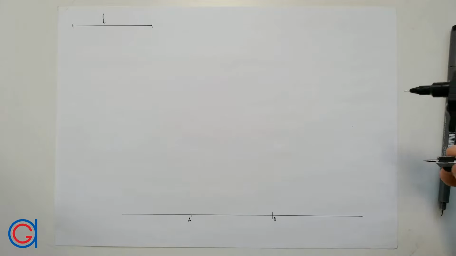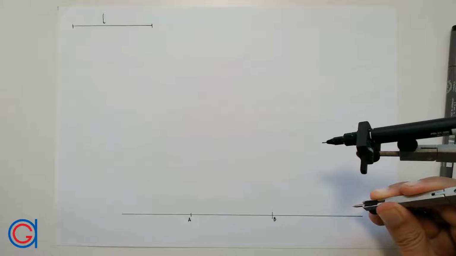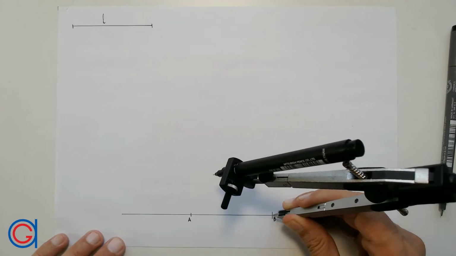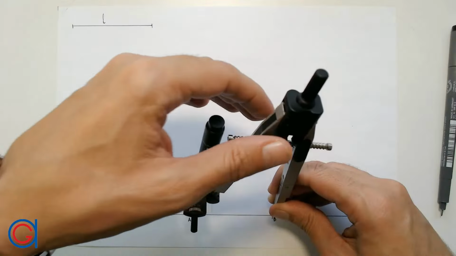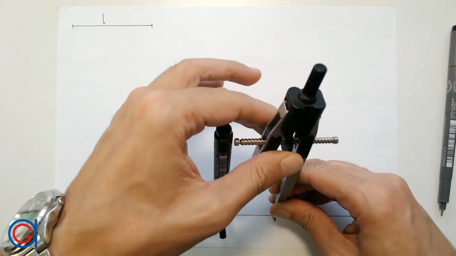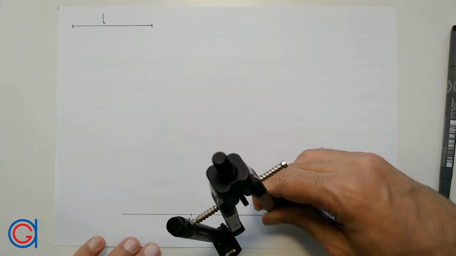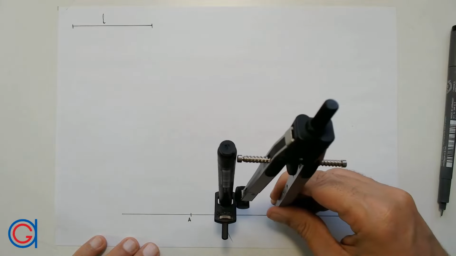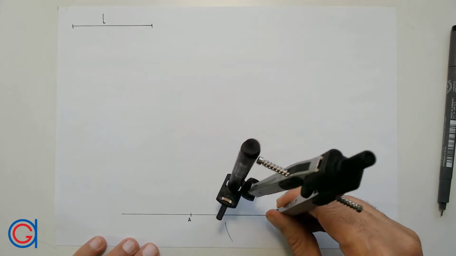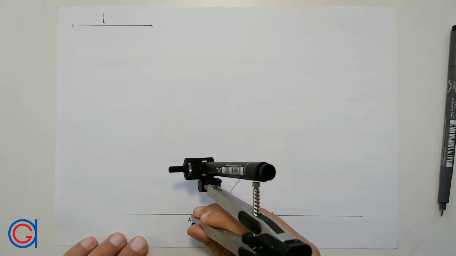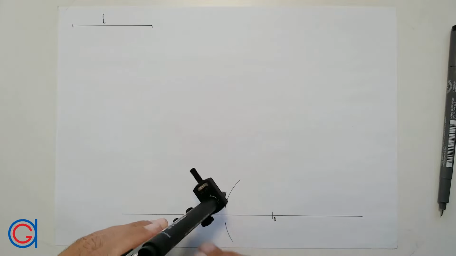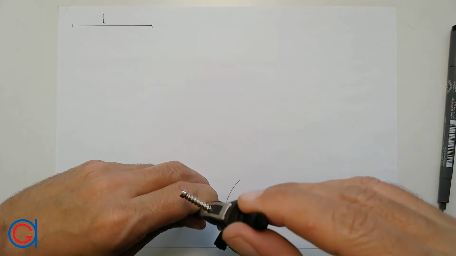Now we need to draw the perpendicular bisector of the line segment AB. To do this, I remind you, we must draw two arcs with the same radius. The radii must be longer than half of the base of the line segment AB. So setting our compass to slightly more than half of the line segment AB and setting our compass on point B, we scribe an arc above and below the line.